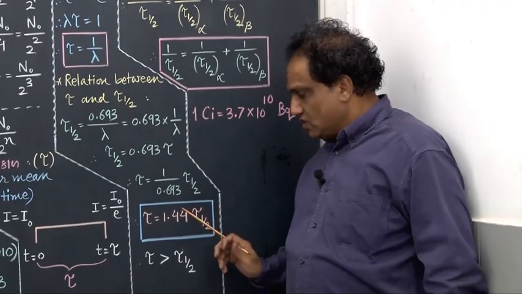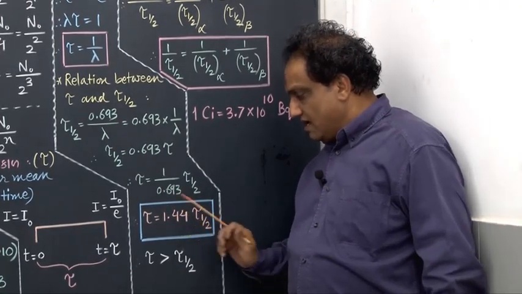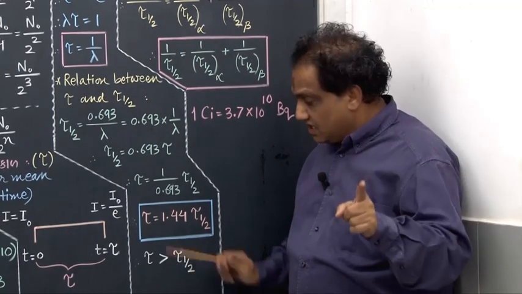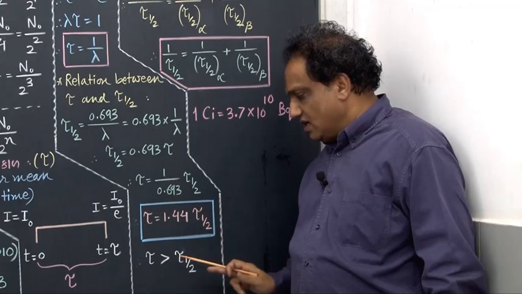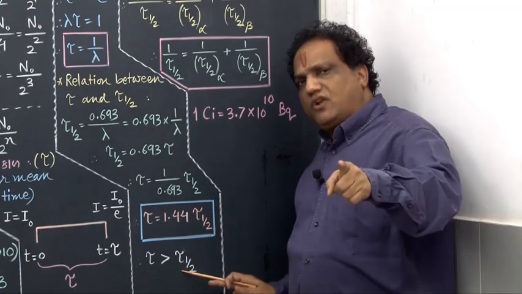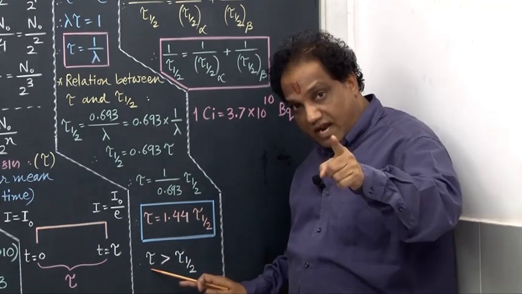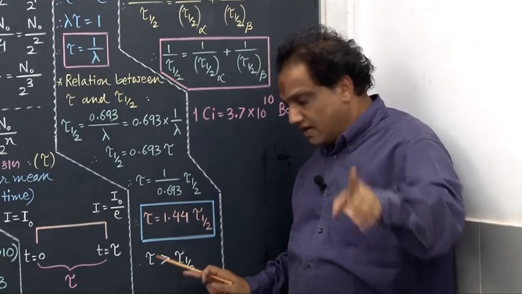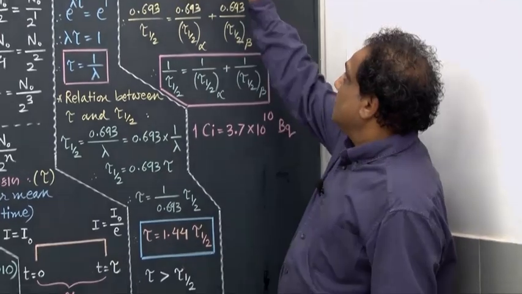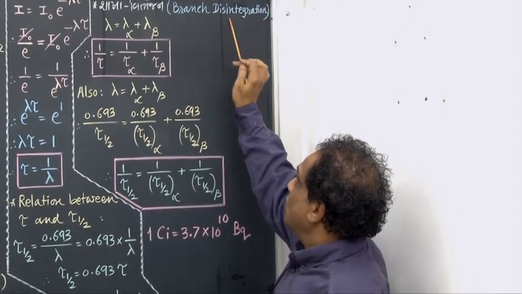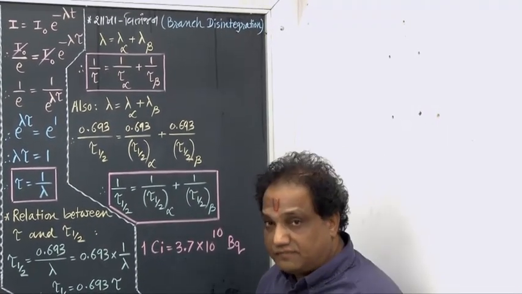But you must notice this multiplier is greater than 1, so tau is always greater than tau half. For every radioactive element, its mean life or average life is definitely greater than its half life. Okay. Now the last point, what is called branch disintegration.